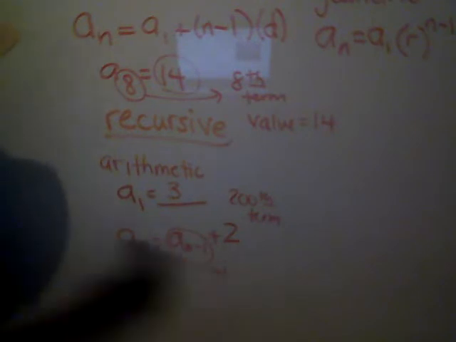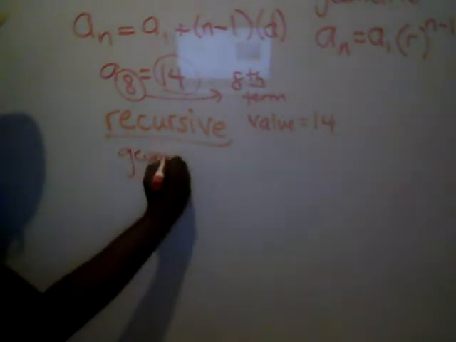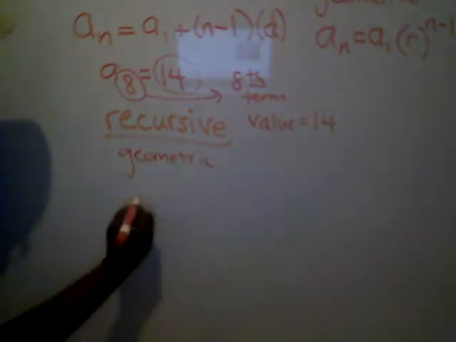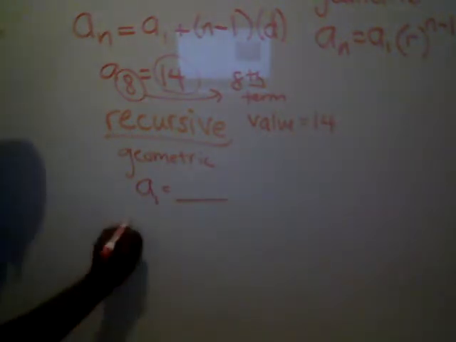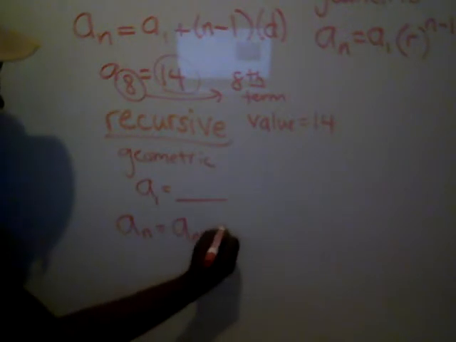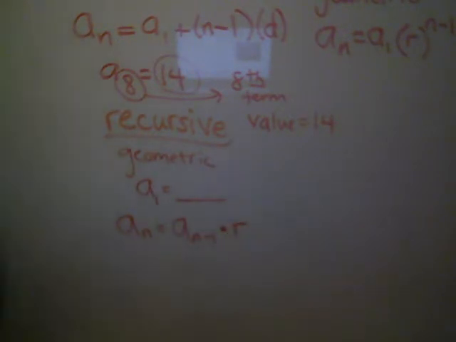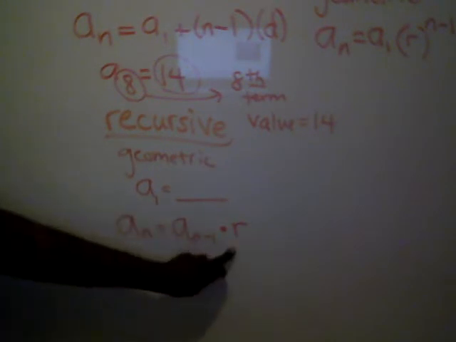So I'm going to erase this for a second. Let's look at the geometric form of the recursive. So the geometric form for recursive is going to be a1. That, again, we have to state the first term. But for geometric, it's going to look like this. So you're just telling someone, take the first term, whatever it is, and multiply it by r to create the sequence.